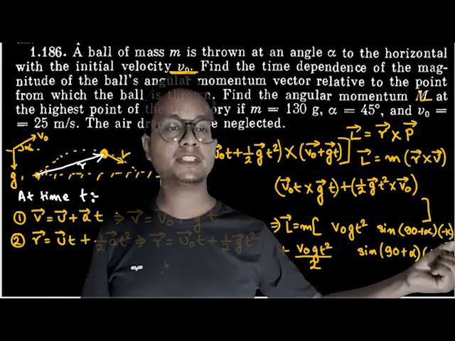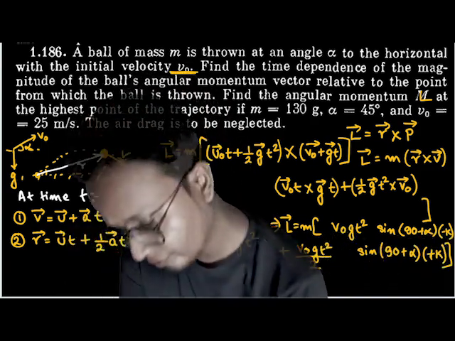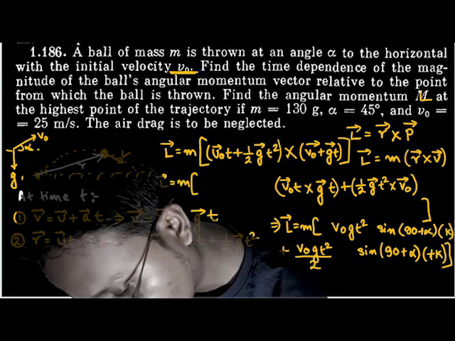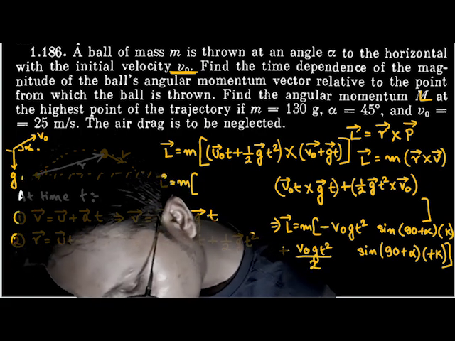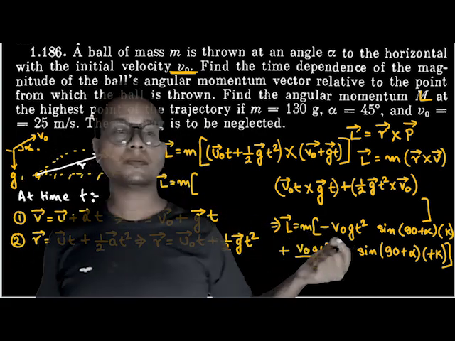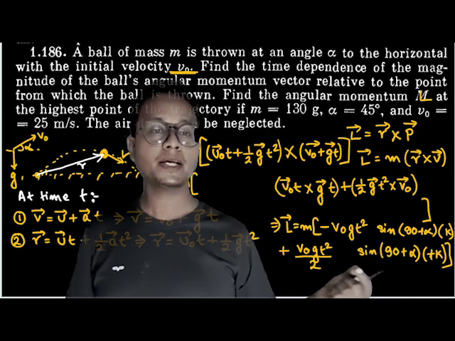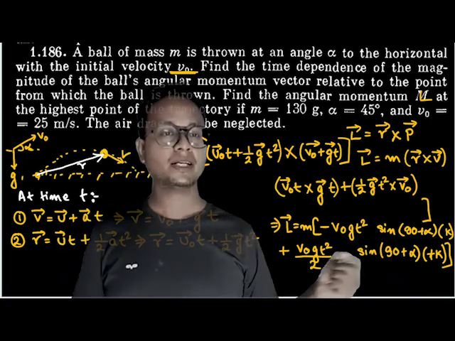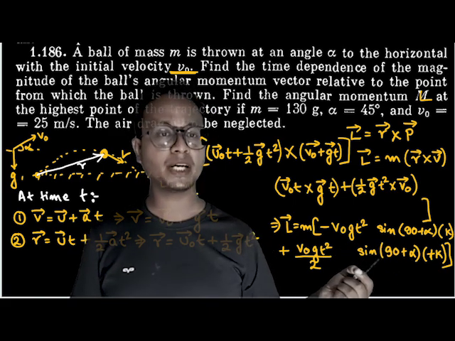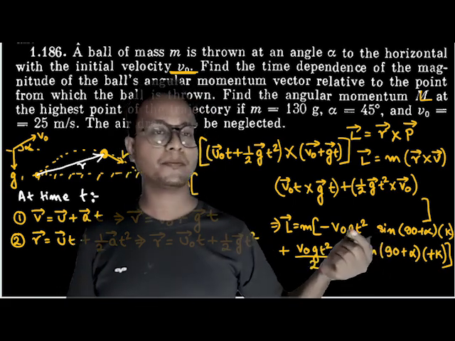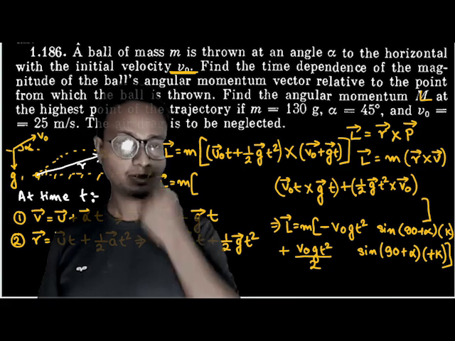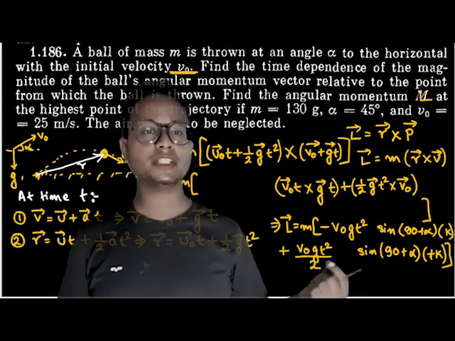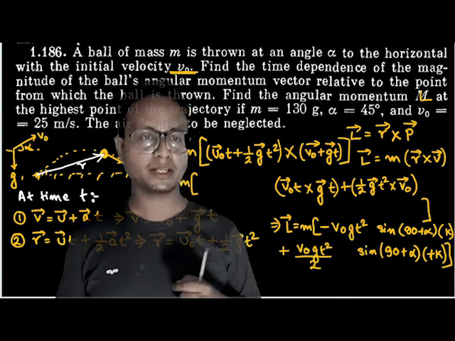Now can I shift this minus out here? Of course I can. So I'm shifting this minus out here at the front. So our resultant is minus v naught g t square sine 90 plus alpha k plus v naught g t square by 2 sine 90 plus alpha positive k. Since both the vectors are in same direction, can I directly subtract them? One is towards plus k, one is towards minus k. So I can directly subtract them: v naught g t square by 2 minus v naught g t square.